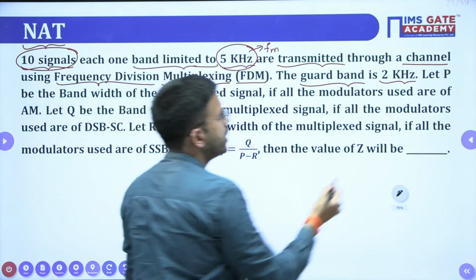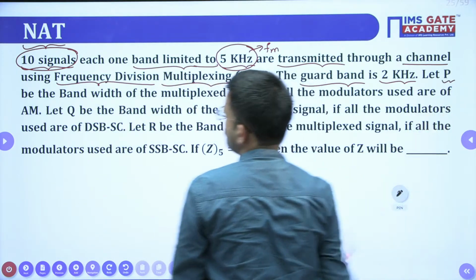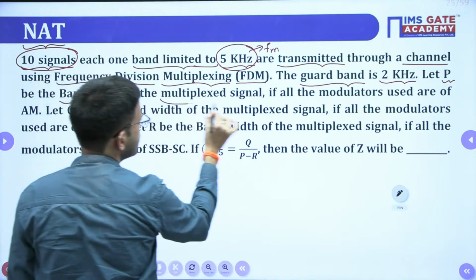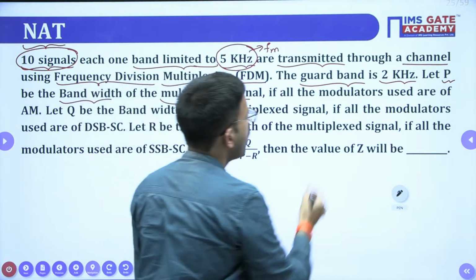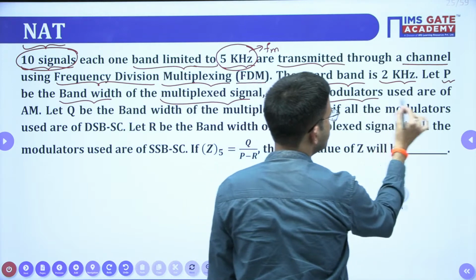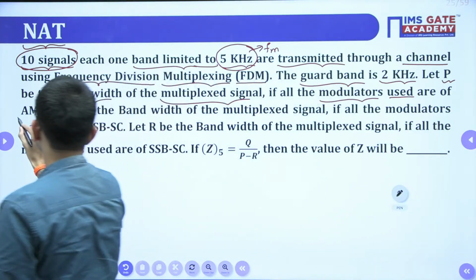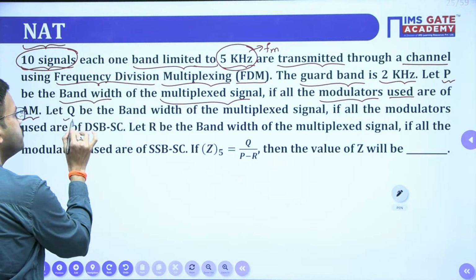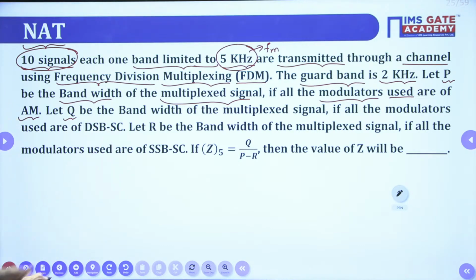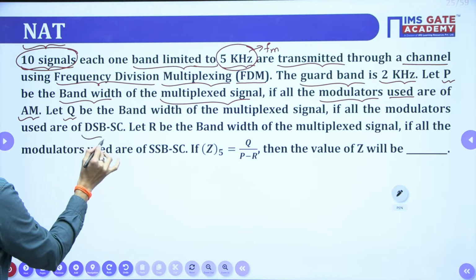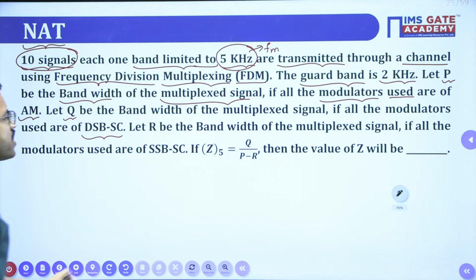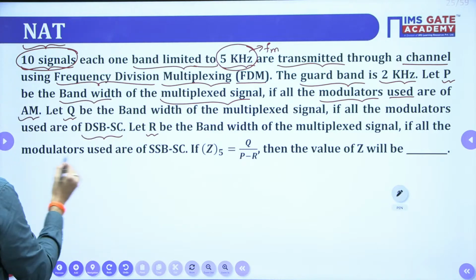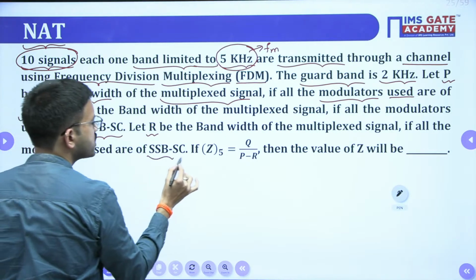Let P be the bandwidth of the multiplexed signal if all the modulators used are AM. Similarly, let Q be the bandwidth of the multiplexed signal if all the modulators used are DSBSC, and let R be the bandwidth of the multiplexed signal if all the modulators used are SSBSC.